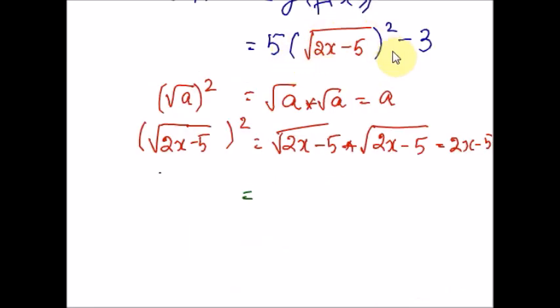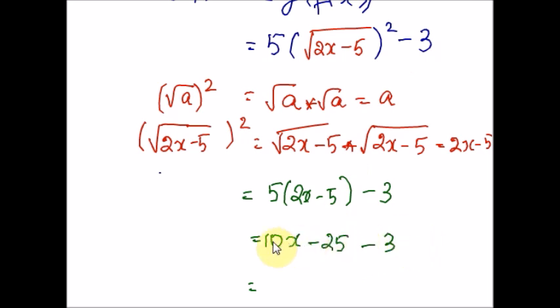Therefore, this step would become 5 times 2x minus 5, because on squaring, the square root will get rid of. Now we can proceed algebraically. We are just going to distribute this 5 with each and every term within this parenthesis, and then we are going to combine the like terms. So 5 times 2x is 10x, 5 times negative 5 is negative 25. Now let's combine the like terms.